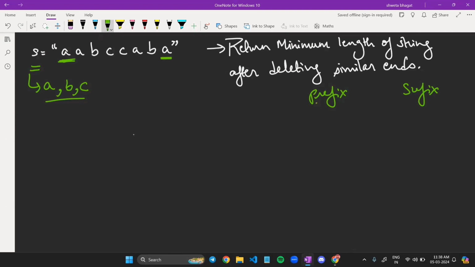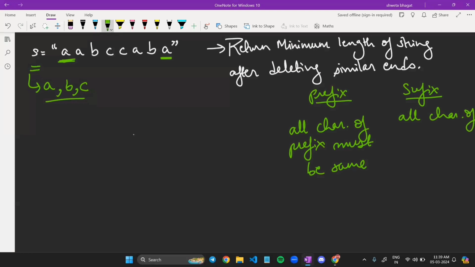Now, there is a condition for selecting this prefix and this suffix. The condition for selecting prefix is that all characters of the prefix must be the same. And similarly for suffix, the condition is that all characters of the suffix must be the same. Now, what do I mean by this? Say for example, if I have selected this as prefix, then can I select this as prefix according to this condition? The answer is yes.